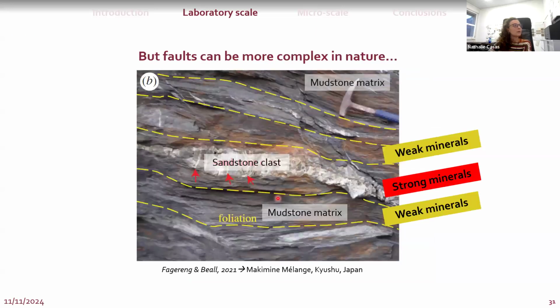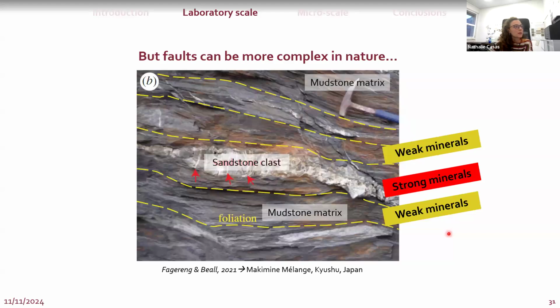Now, fault can also be more complex in nature, because this is a Makimin melange from a paper from Fagereng and Bill. And we see here that they have a strong mineral clast in between two layers of weaker minerals. And there are many examples of this type of thing in nature that show that maybe it's not a homogeneous mixture. Maybe there is a layer of some strong mineral, then a layer of weaker mineral, etc.